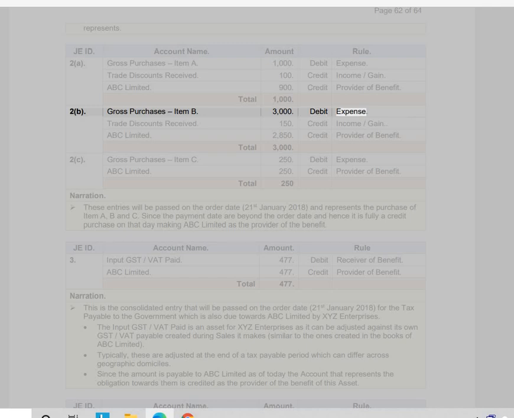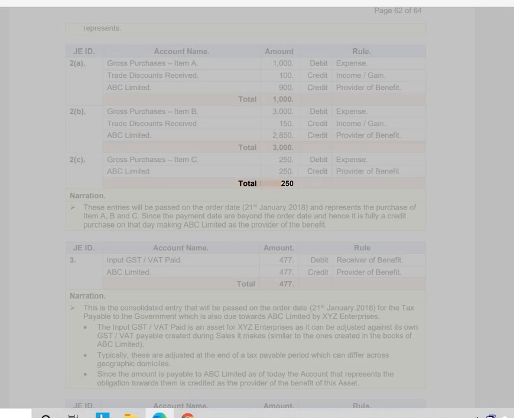2B. Gross purchases, item B, 3000, debit expense. Trade discounts received, 150, credit income/gain. ABC Limited, 2850, credit provider of benefit. Total 3000. 2C. Gross purchases, item C, 250, debit expense. ABC Limited, 250, credit provider of benefit.